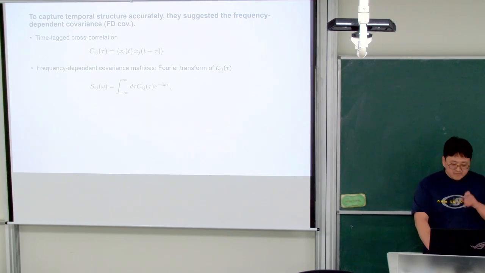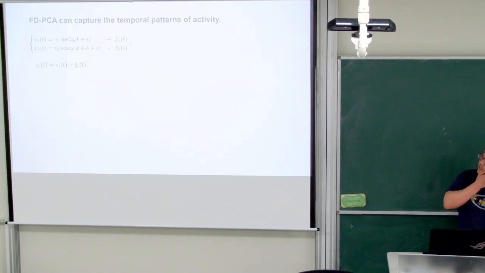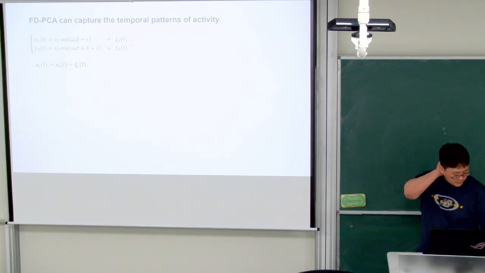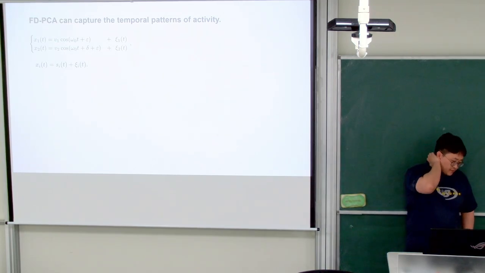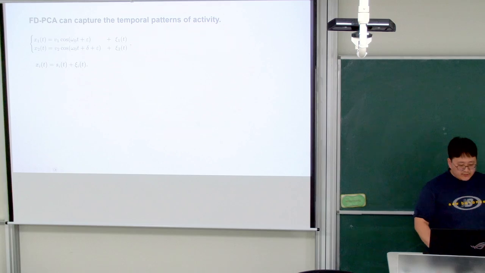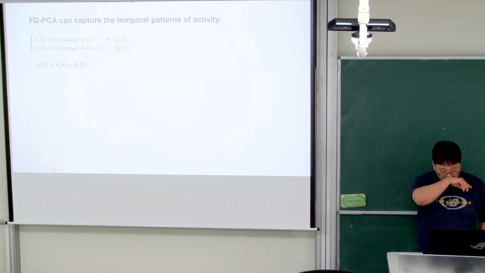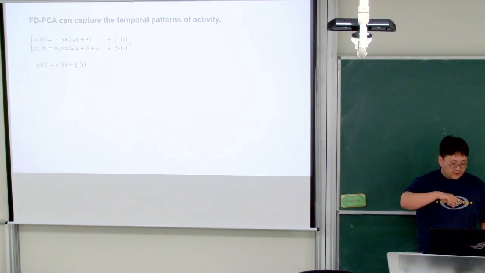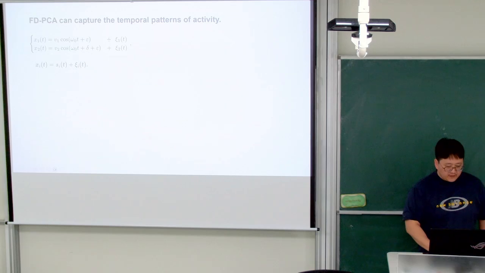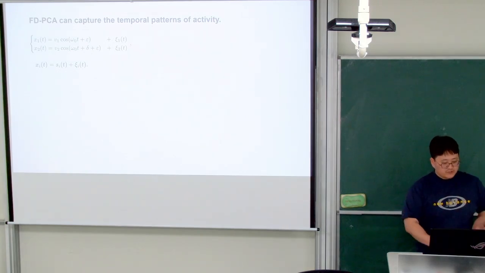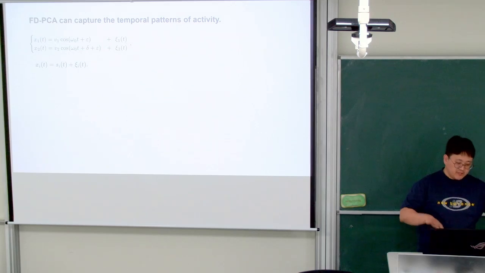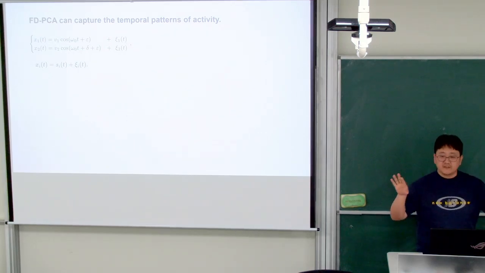So let's calculate this using a very simple example here. Let's assume we have two variables. These variables oscillate along with the time, and then we have a noise term in here. So we can decompose these two terms as the noise and signal.